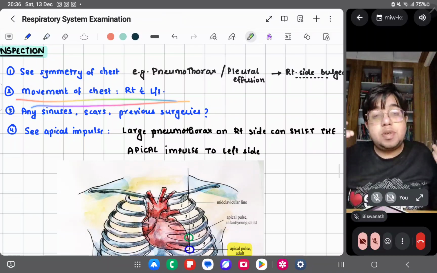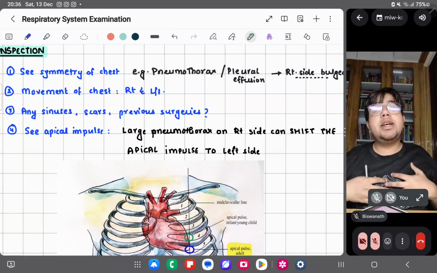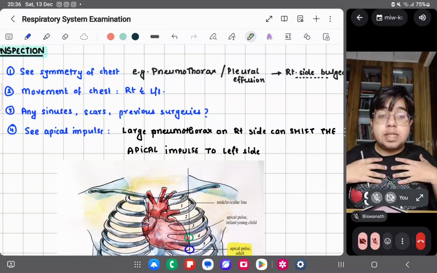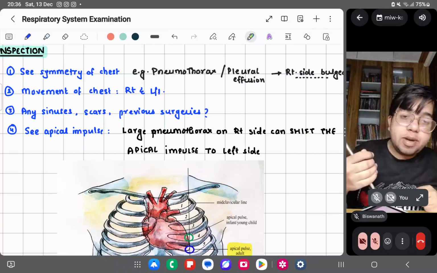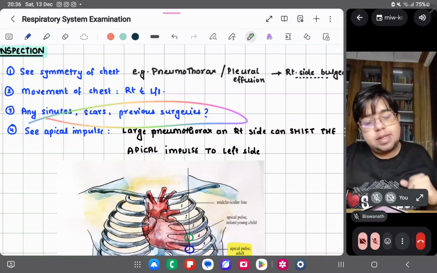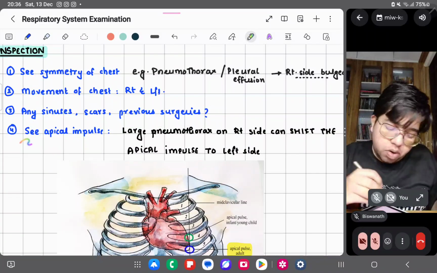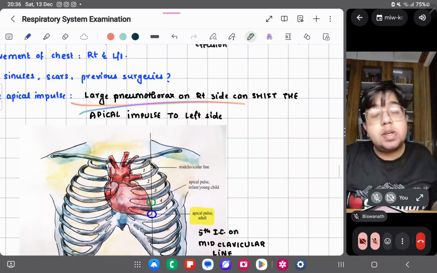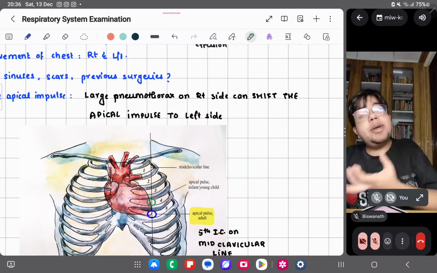Movement of the chest, you have to see when the patient is breathing. Ask the patient to inhale and exhale, and you have to see the movement of the chest. You have to compare bilaterally, right and left, to see for any sinuses, scars, previous surgeries. I told you. You have to see the apical impulse. If there is a large pneumothorax on right side, it can shift the apical impulse to left side.